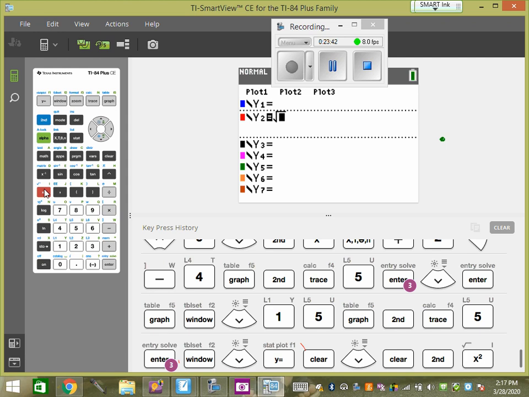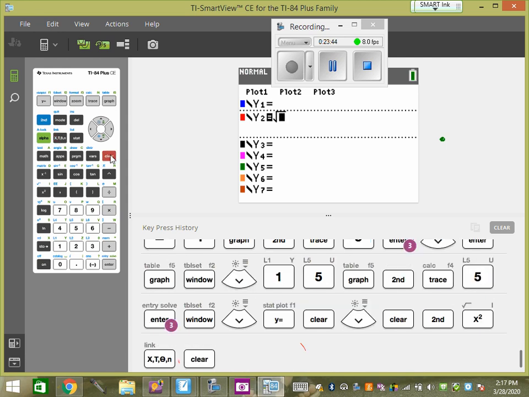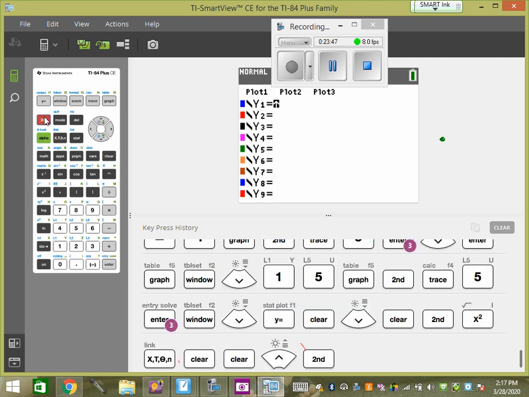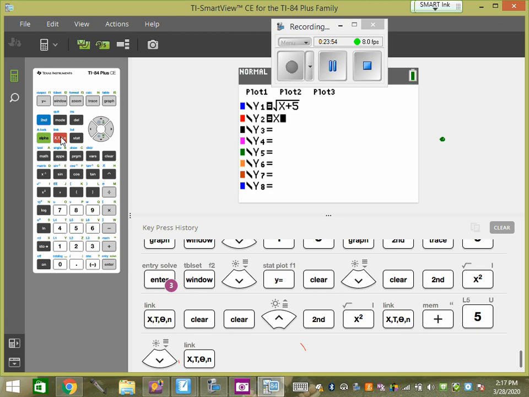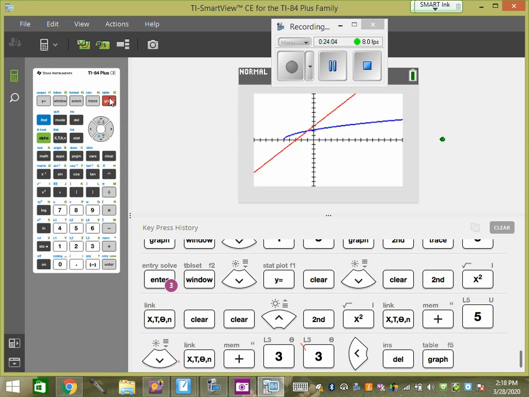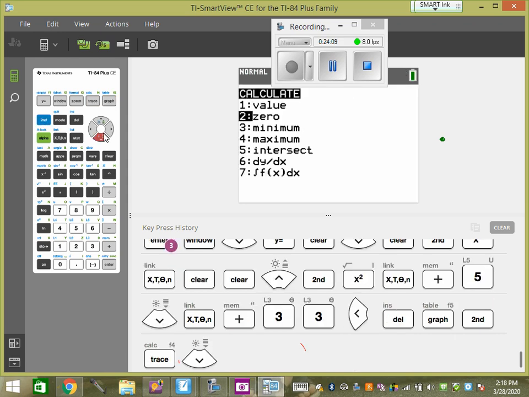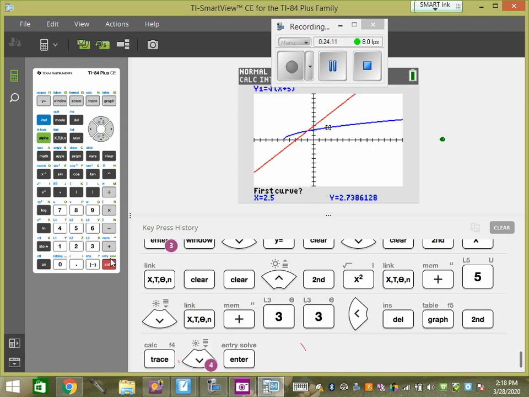I'm going to go square root of x plus 5. Oops, my y1. It doesn't really matter if you swap them, but I like being consistent. Square root of x plus 5, and then in y2 you get x plus 3. So in y1 I have square root of x plus 5, and y2 I have x plus 3. I'm going to press graph and see. Ooh, they look like they're crossing in one spot. Second, trace, 5. Enter, enter, enter.